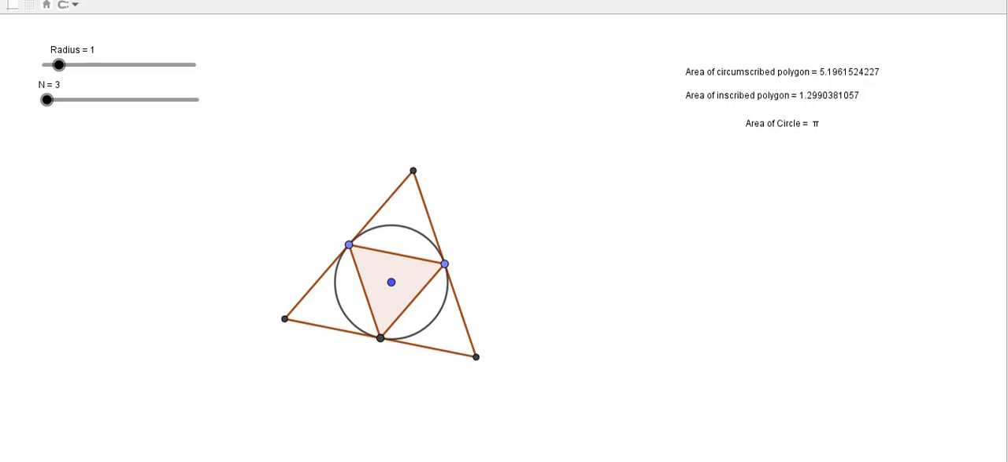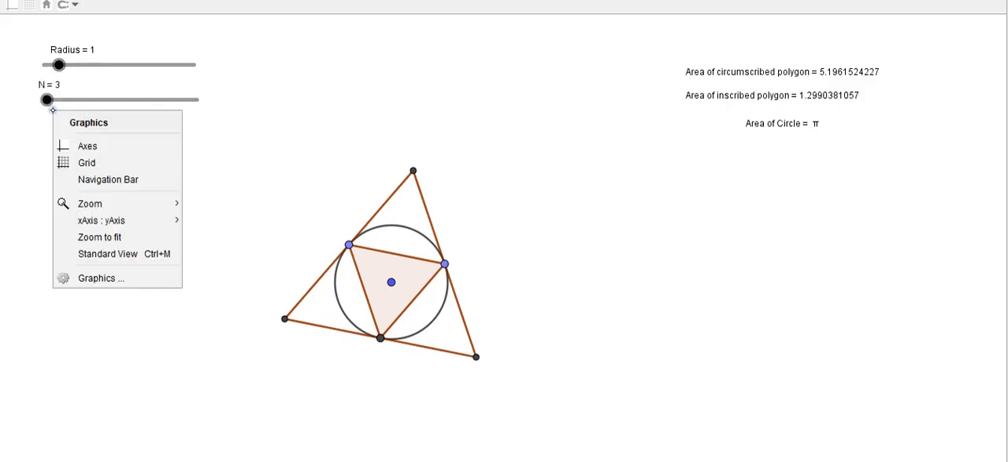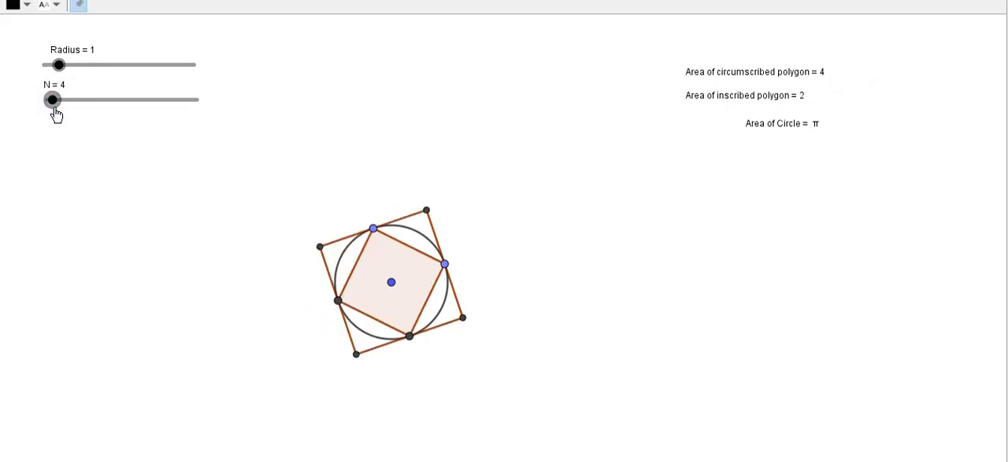So if we changed it to, let's say, a square instead, you can see that space has been cut short dramatically. And we get a much better approximation now with the square than we did with the triangle. With the inscribed square, we have an area of 2 as opposed to like 1.2. And with the circumscribed square, we have a 4 as opposed to 5 point something, which is a lot closer to the actual area of the circle, which is around 3.1. So we just changed it from a triangle to a square, and we immediately got a better approximation.